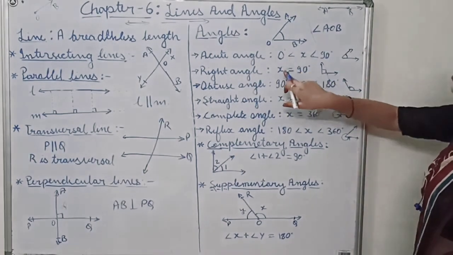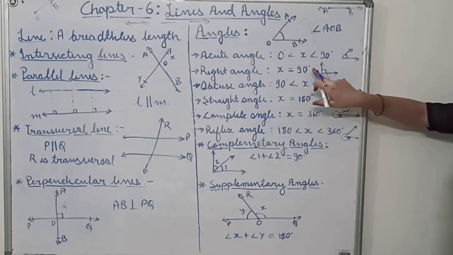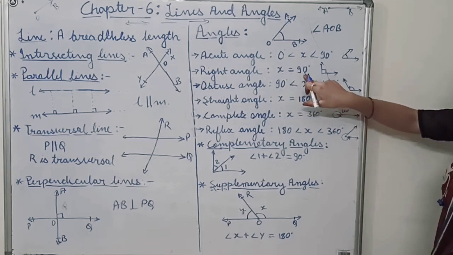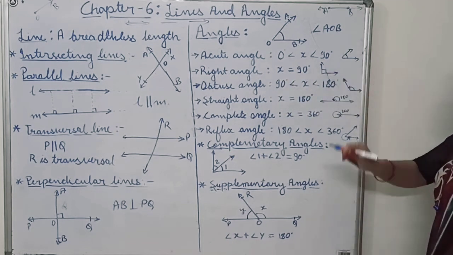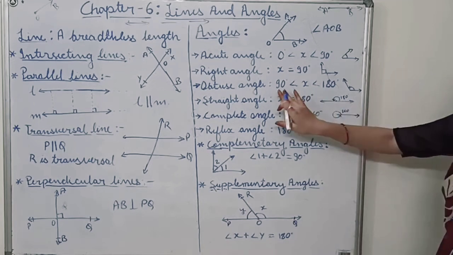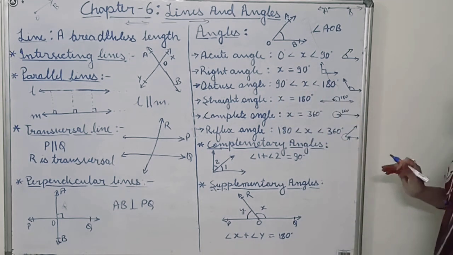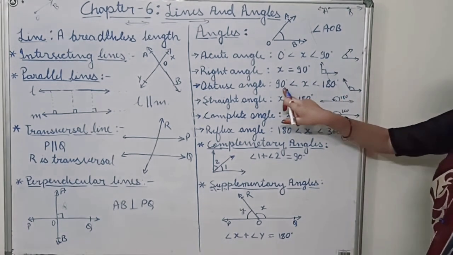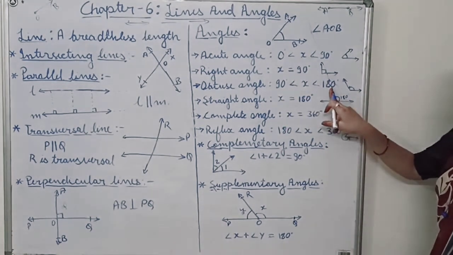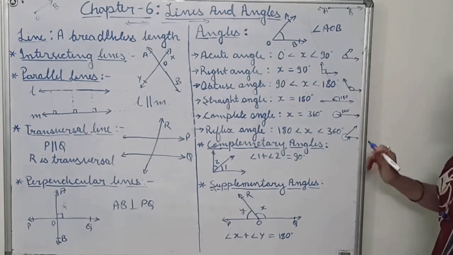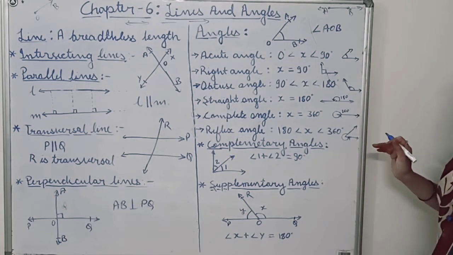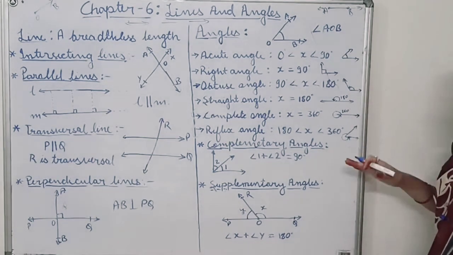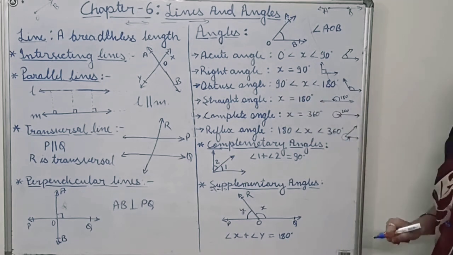Right angle is what? Right angle, whose measure is 90 degrees, or whose measure is equal to 90 degrees. So this is the right angle. Okay, obtuse angle. Obtuse angle is the angle whose measure is between 90 degrees and 180 degrees. Means greater than 90 degrees and less than 180 degrees. This is the obtuse angle. It can be 110, 120, 125, 155, anything, but between 90 and 180.